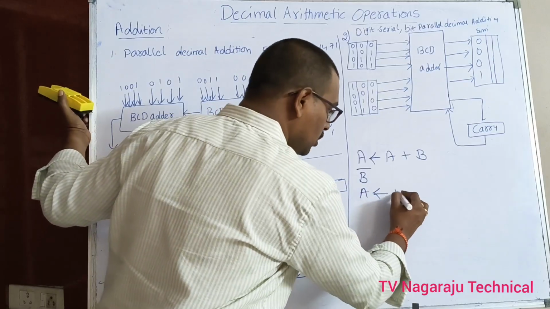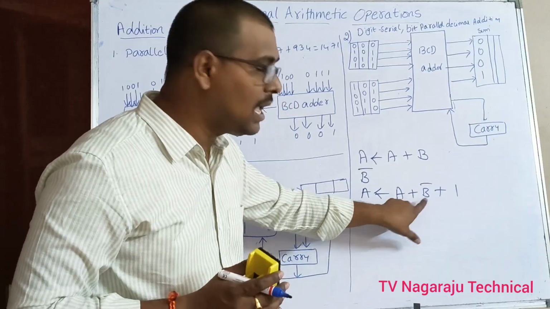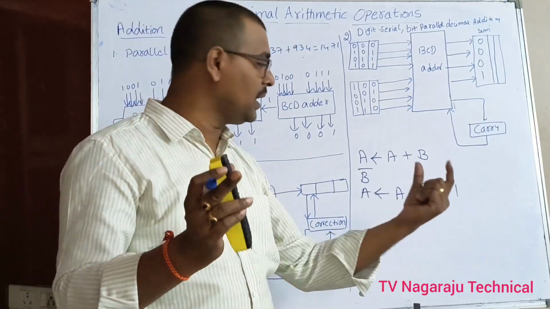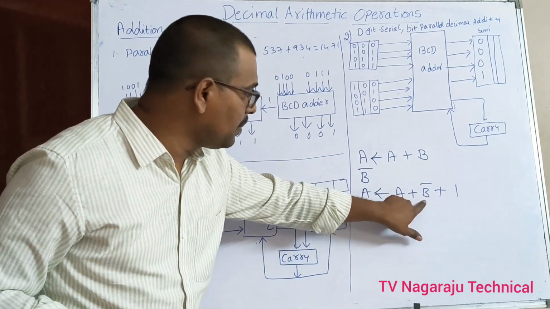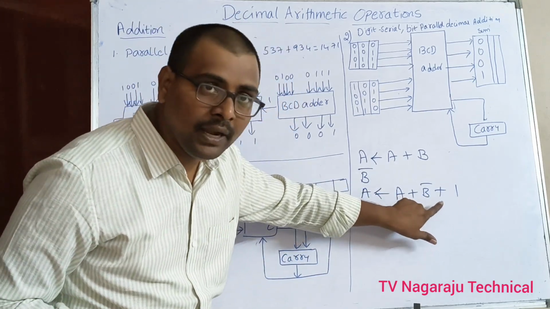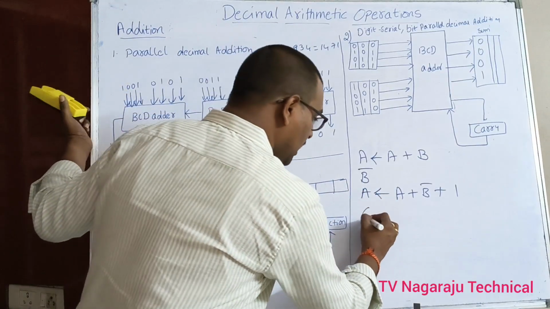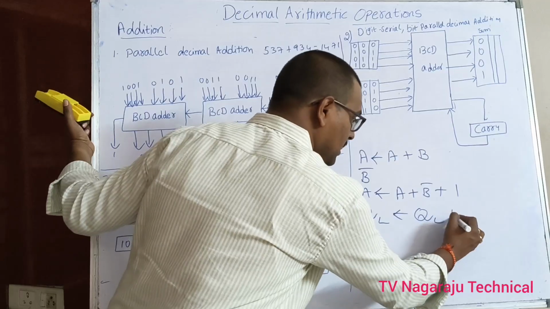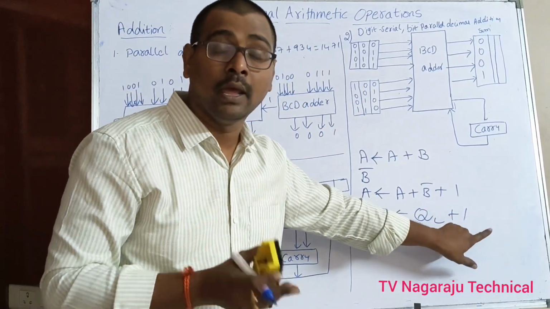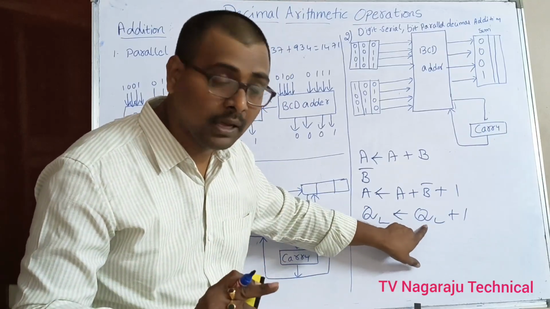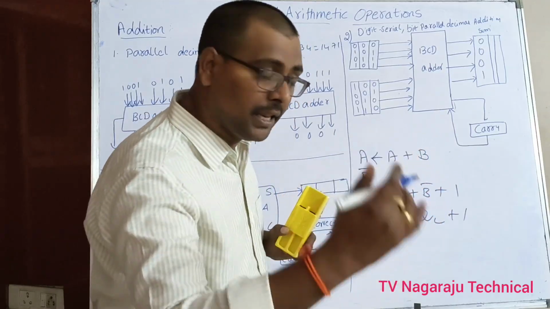Now A tends to A plus B bar plus 1. In the binary, what is meant by this one? A minus B. That is, subtraction is performed by taking the 2's complement of subtrahend. Here, instead of 2's complement, we are taking the 10's complement and add it to the A, and the result is transferred to A. Suppose increment QL tends to QL plus 1. That is, increment the value of QL by 1. Always remember, this is the BCD number. The BCD value is incremented by 1. Like that, we can decrement also.